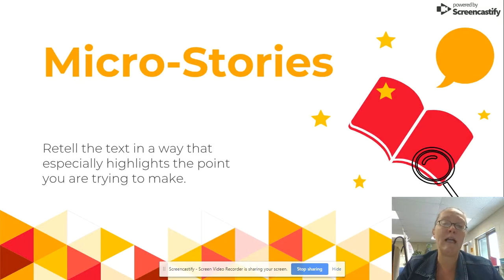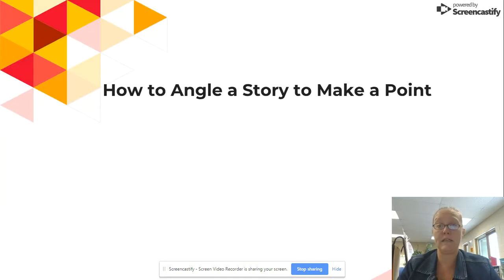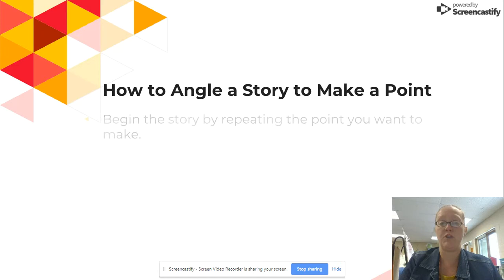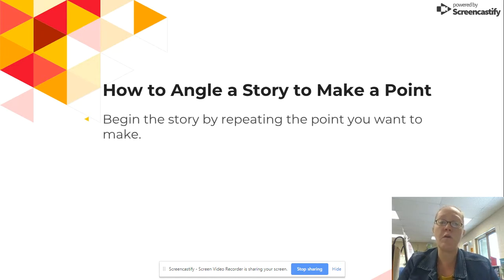We're going to be retelling the text, but in a way that really pops out and highlights the point that you're trying to make, so your thesis statement or your reasons. I'm going to show you what this will look like. Here are the steps that I'm going to take. And we're calling this angle a story because we're not telling it the way the author told it. We're giving it a spin. We're telling it, we're putting our own personal touch on it to really highlight or draw out that point we're trying to make. So first, we're going to repeat the point that we want to make.